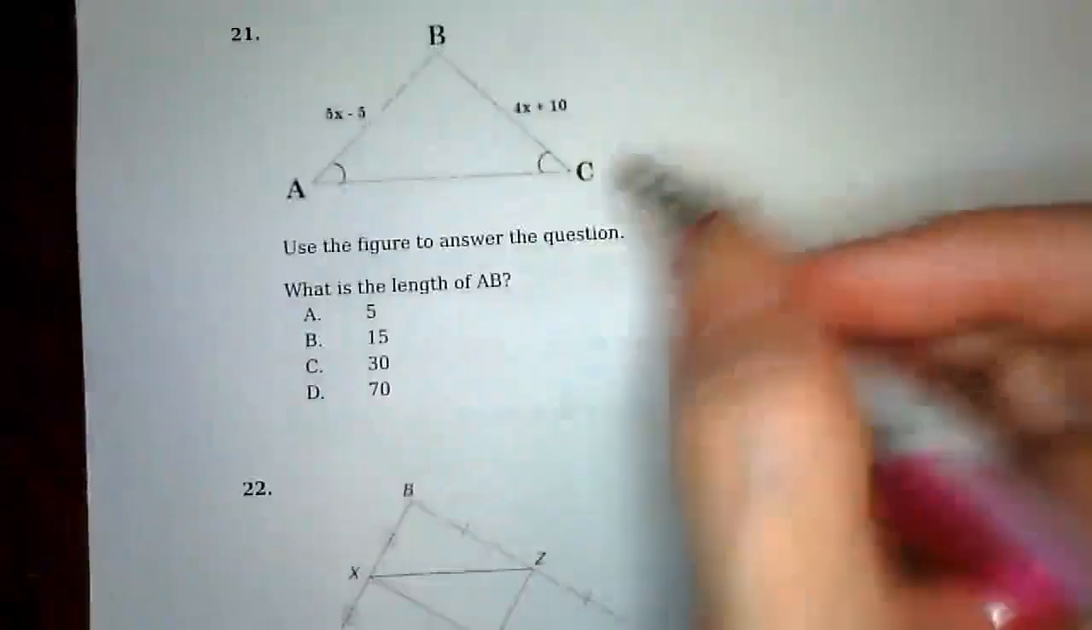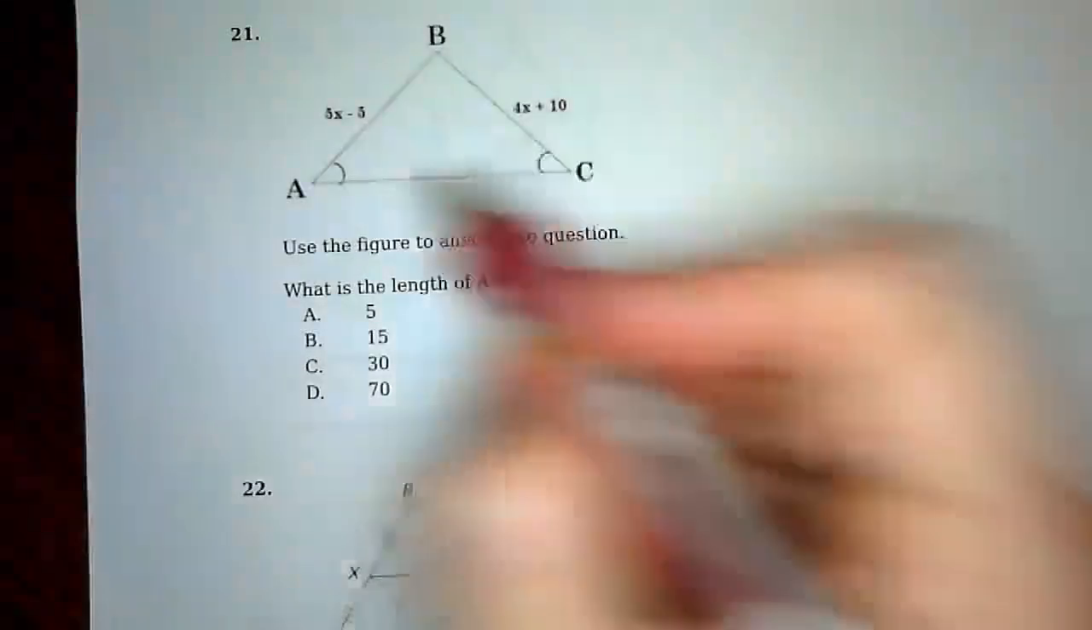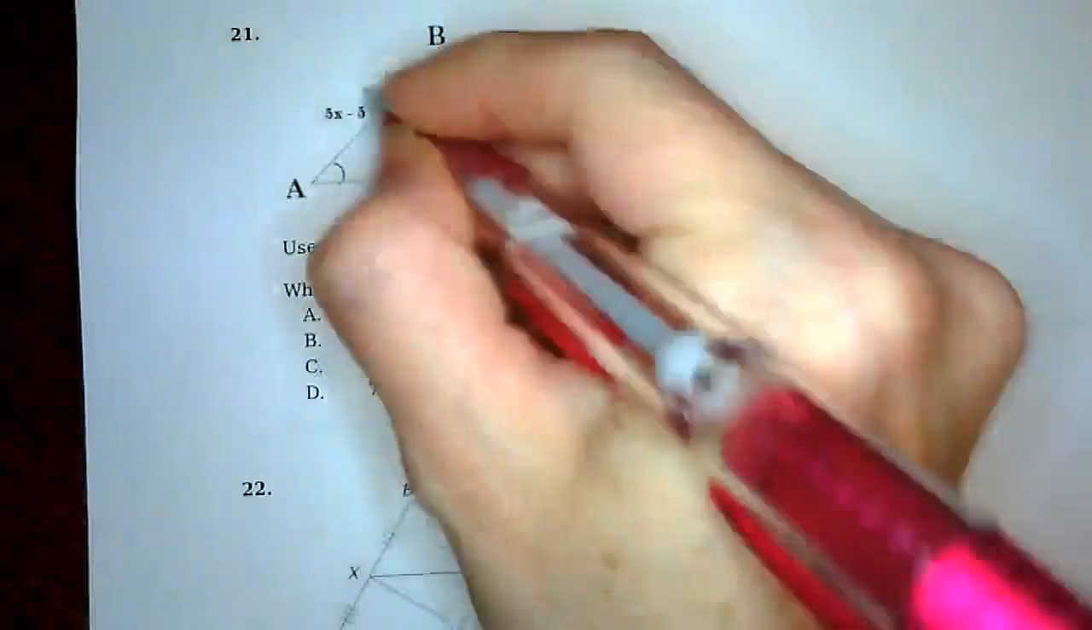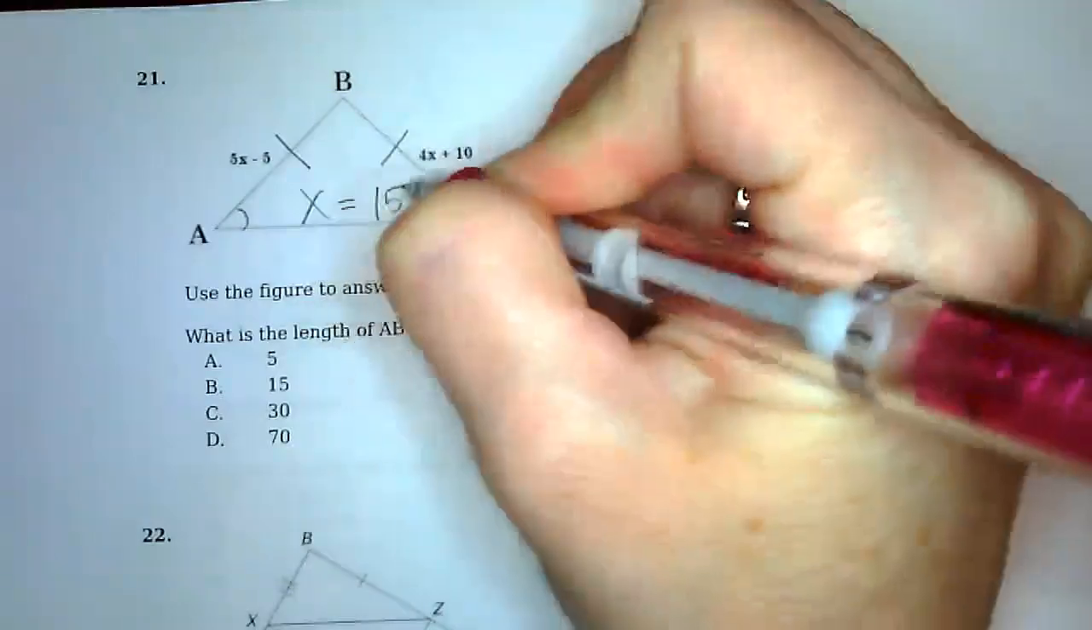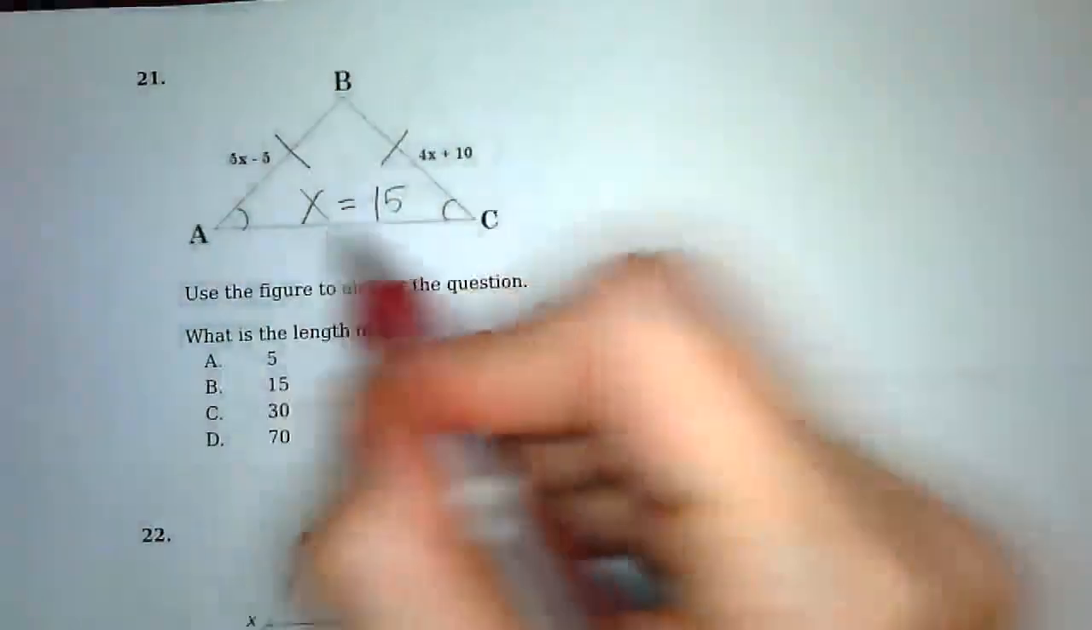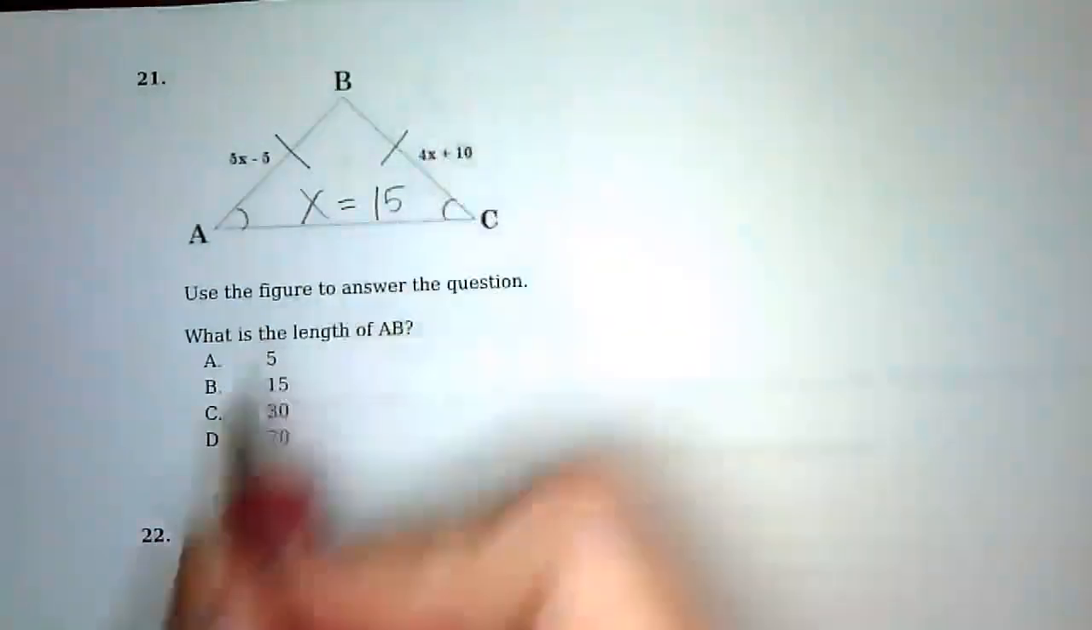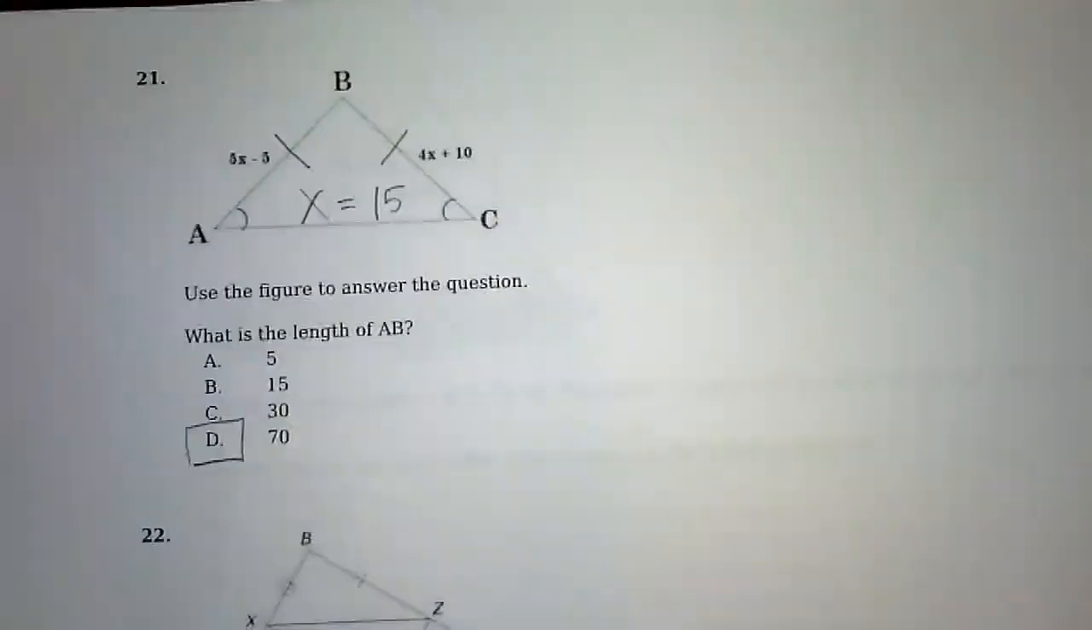Okay, let's see. Use the figure to answer the questions. If these two angles are congruent, then I know those two sides are congruent. So it looks like x equals 15. So if x equals 15, then we can just fill it in, and the answer is 70.